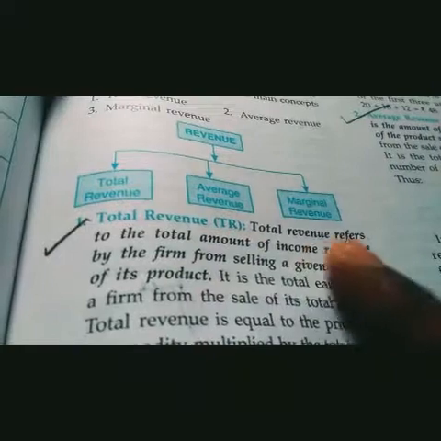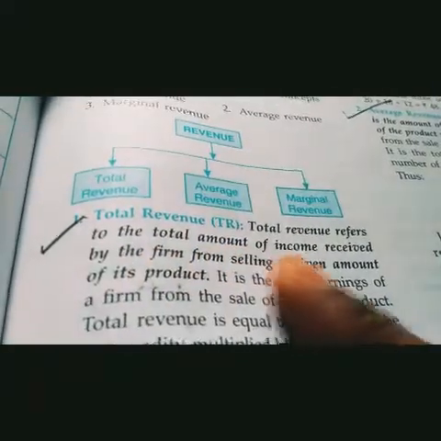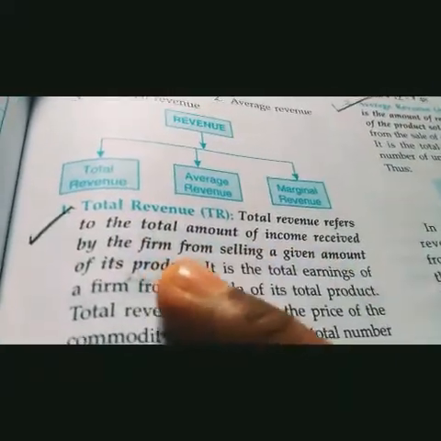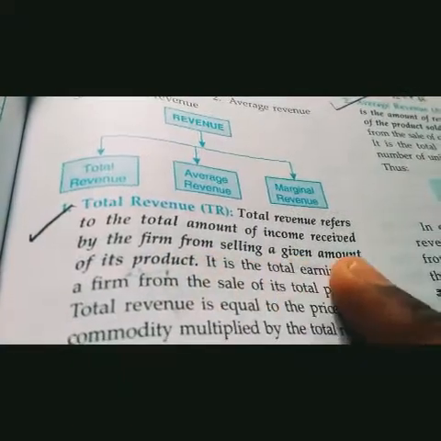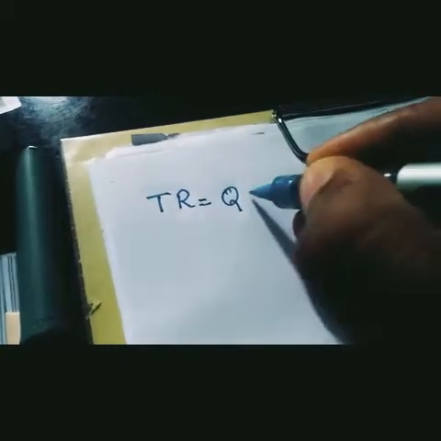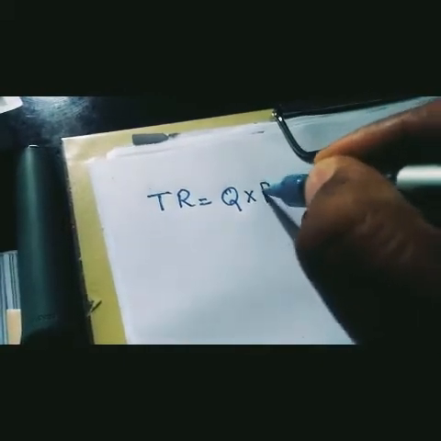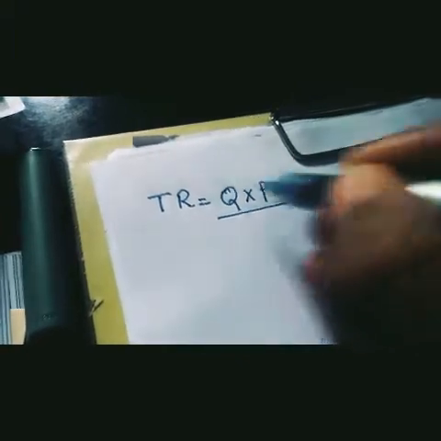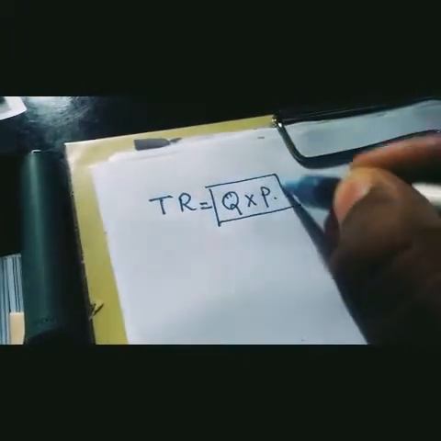Total revenue refers to the total amount of income received by the firm from selling a given amount of product. How to calculate total revenue? TR is the quantity that the producer sells, multiplied by the price of the commodity. Okay? This is TR.